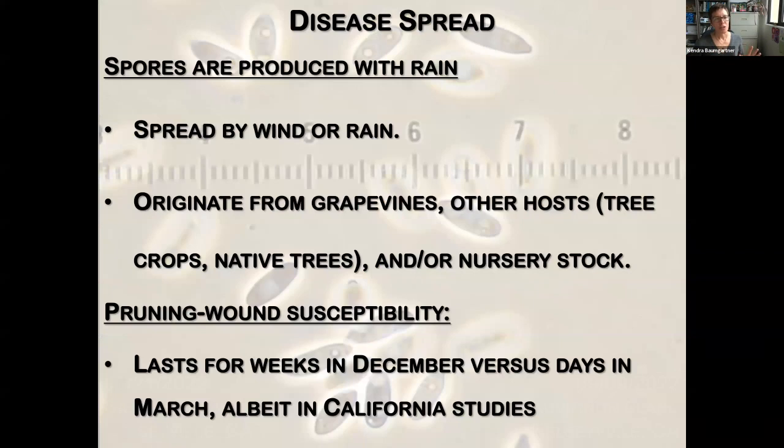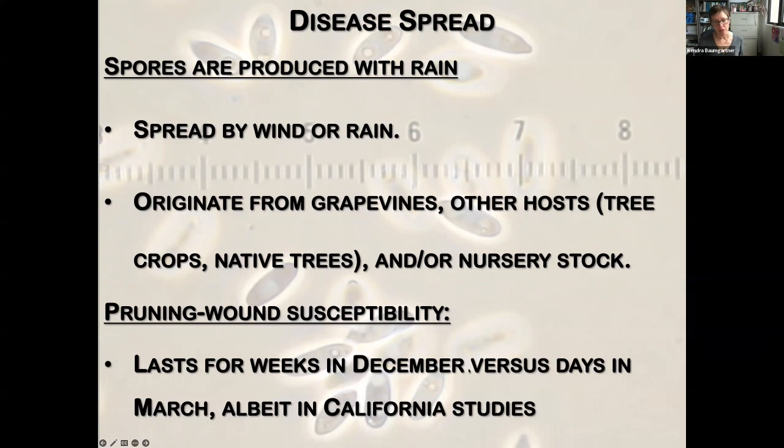I just want to mention too, if I didn't make it clear, these fungi spread by spores that are, depending on the species, spread by either the wind or the rain. They originate from grapevines, obviously, but some of these species also attack tree crops and native trees, and then they can contaminate nursery stock as well.